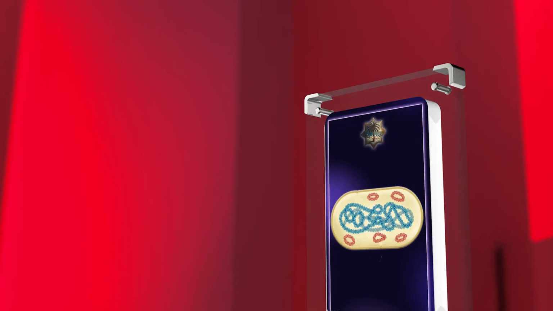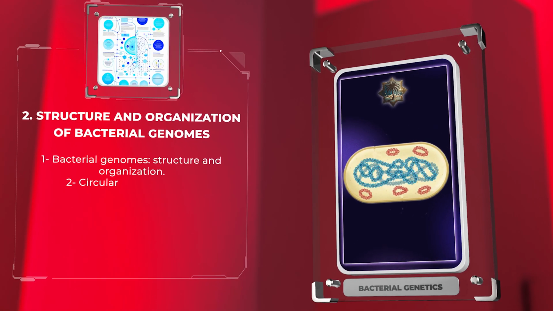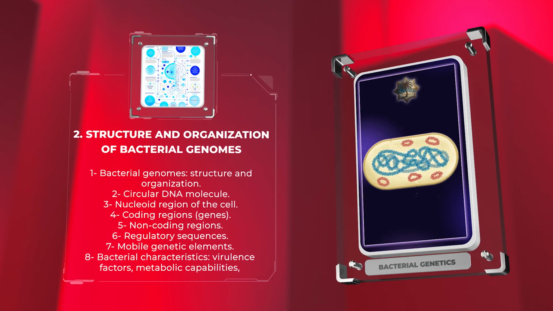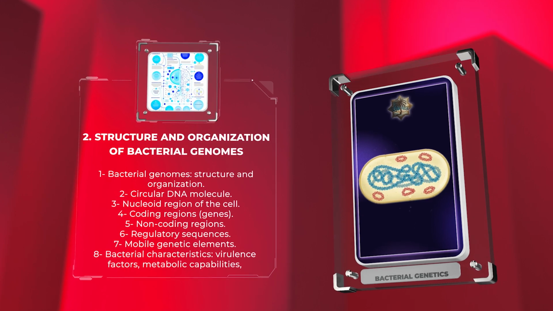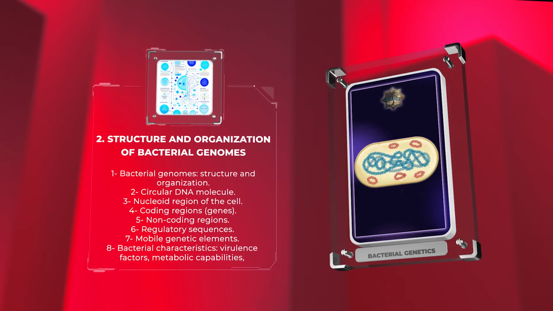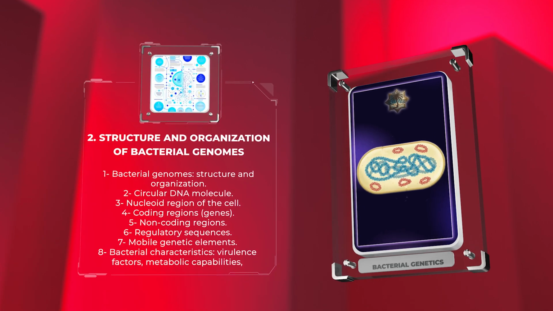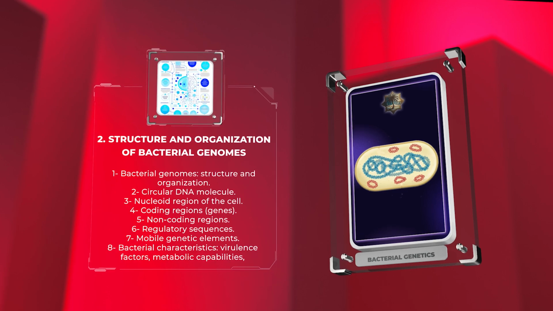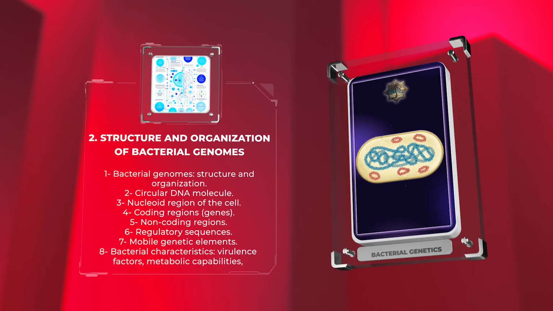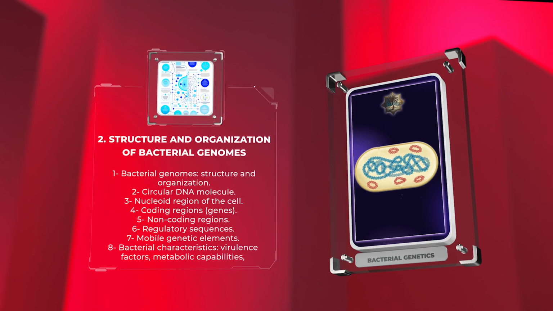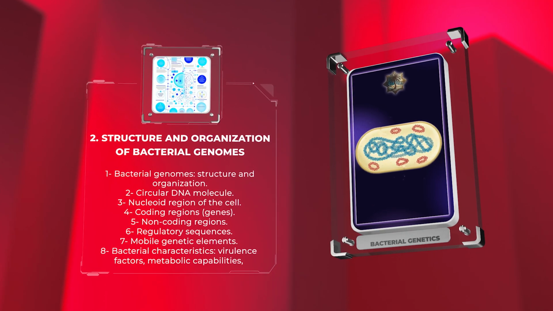The structure and organization of bacterial genomes play a crucial role in their genetic function. Bacterial genomes consist of a circular DNA molecule tightly packed within the nucleoid region of the cell. Several important elements are found within this structure, including coding regions, genes, non-coding regions, regulatory sequences, and mobile genetic elements. These components collectively determine bacterial characteristics, such as virulence factors, metabolic capabilities, and antibiotic resistance mechanisms.